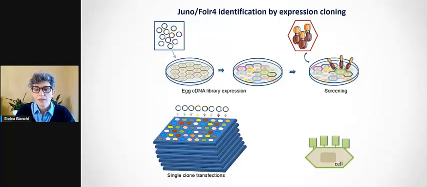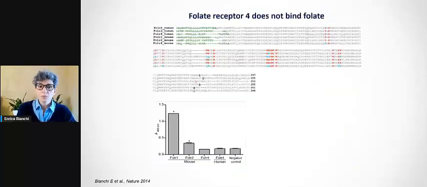And when we sequenced the single plasmid that, when transfected into the cells, was able to make them bind to Izumo-1, that plasmid turned out to encode a gene that was called, at the time, folate receptor 4. The name was given to this protein because of its homology to other members of the folate receptor family.